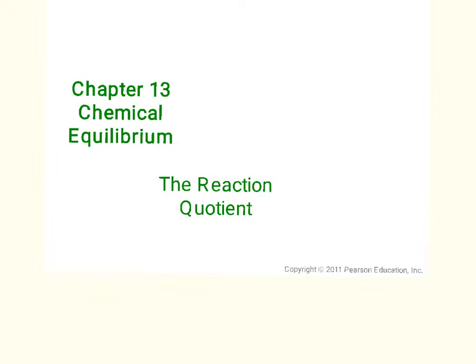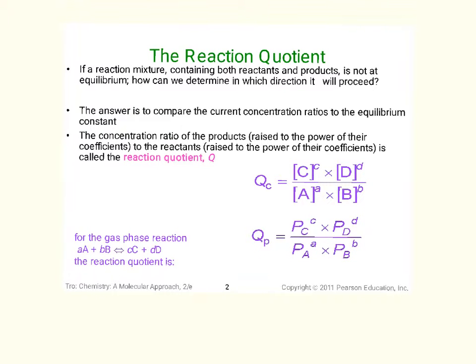In this part of chapter 13, we are going to discuss reaction quotient. If a reaction mixture contains both reactants and products, but equilibrium is still not established in this reaction, how can we determine in which direction it will proceed? How can we determine the sign of changes in concentrations of reactants and products? To answer, we compare the current concentrations to the equilibrium constant.